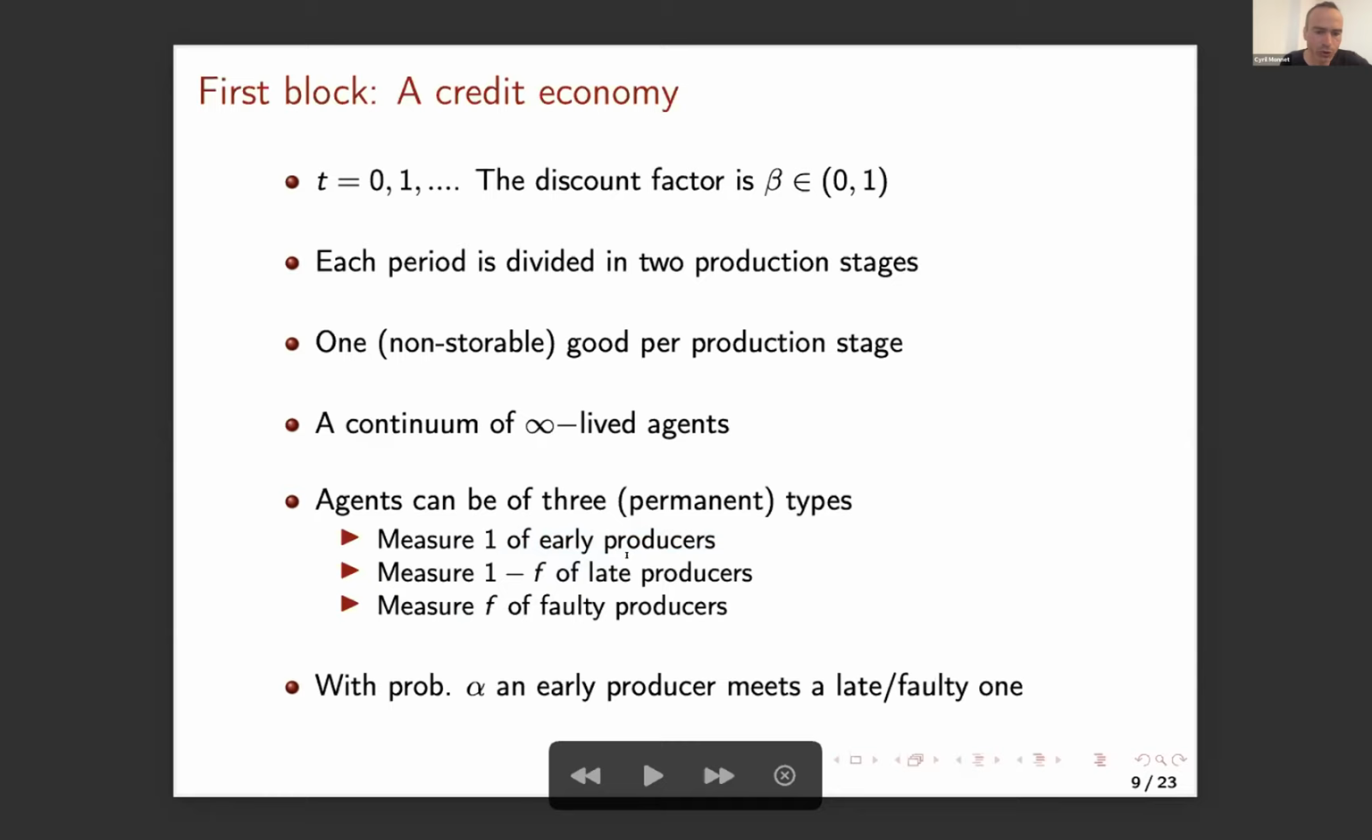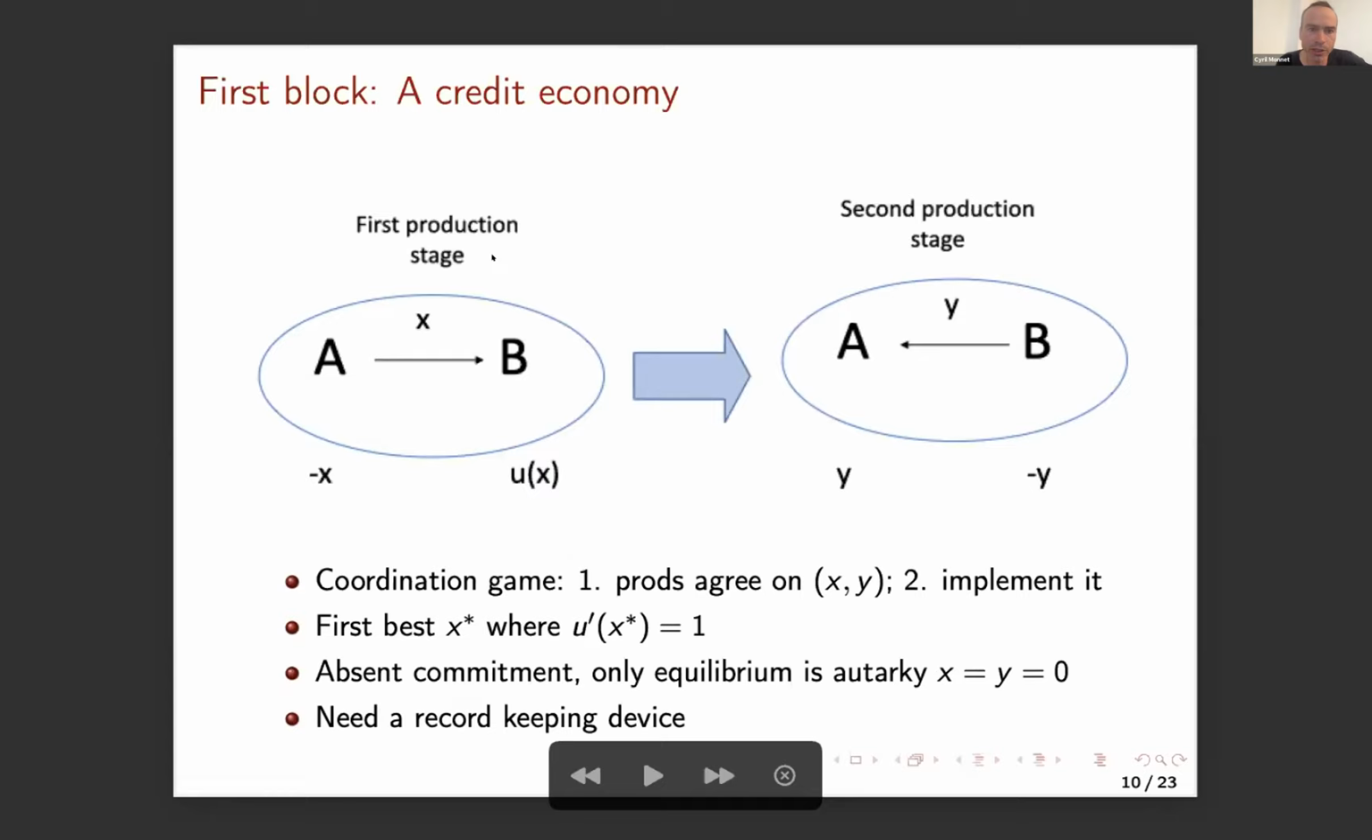Now, how do these guys trade? Well, they first have to meet, and so there's going to be a probability alpha that an early producer meets a late or a faulty producer. Okay, so here is your credit economy. So for two production stages in each period, the first production stage followed by the second one, you have Alice and Bob. Alice has a linear disutility of production. Bob has a usual concave increasing utility out of consuming Alice's good. And in the second production stage, Bob has a linear cost of producing his good, and Alice has a linear utility of consuming the good. We could make the preference of Alice concave, but this would complicate things a little bit. So how do these guys agree on X and Y?